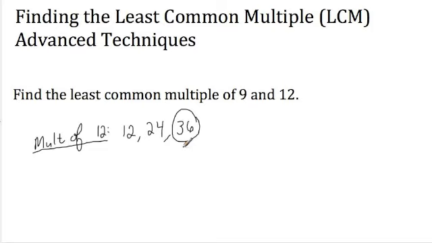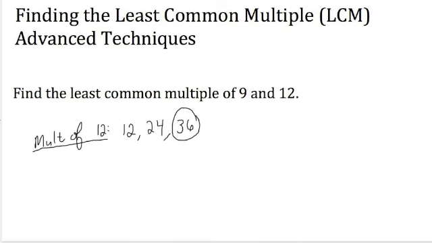Now, as you get really good at this, eventually you'll be able to do this in your head. You'll be able to simply list off multiples of 12 without even writing them down. Start with 12. Is 12 a multiple of 9? No. 24 is the next multiple. Is that a multiple of 9? No, it's not. 36 would be the next multiple of 12, and it's also a multiple of 9. So right off the bat, just by doing that in your head, you'll be able to find the least common multiple of 2 numbers.